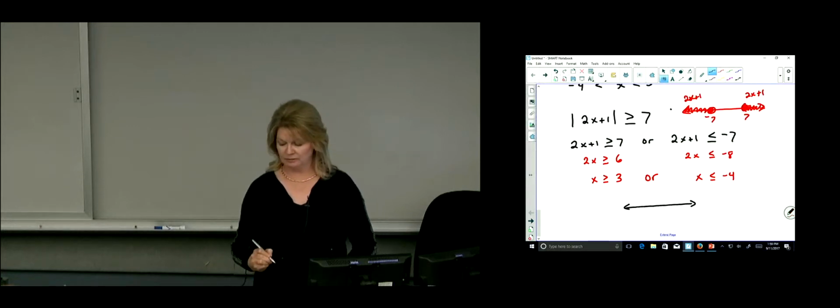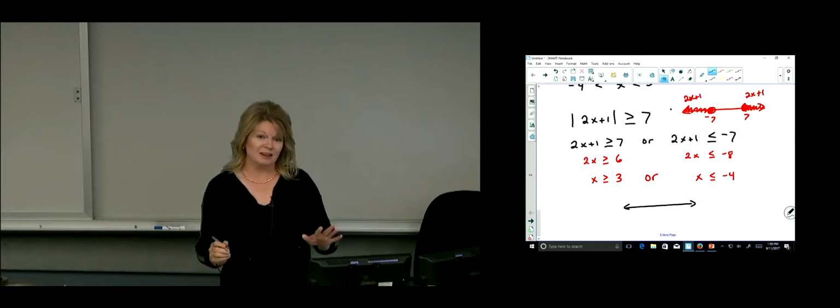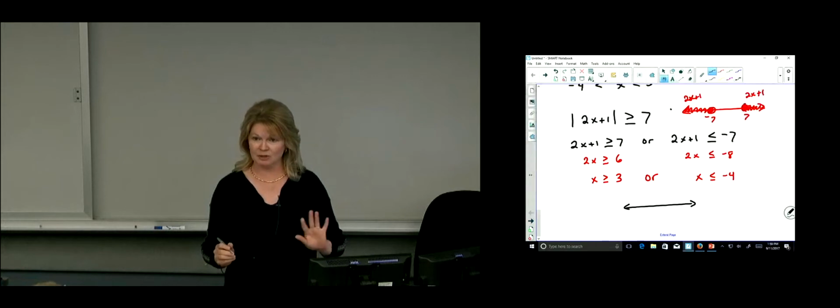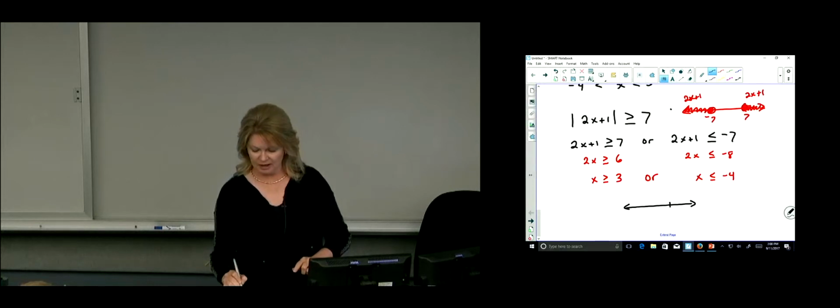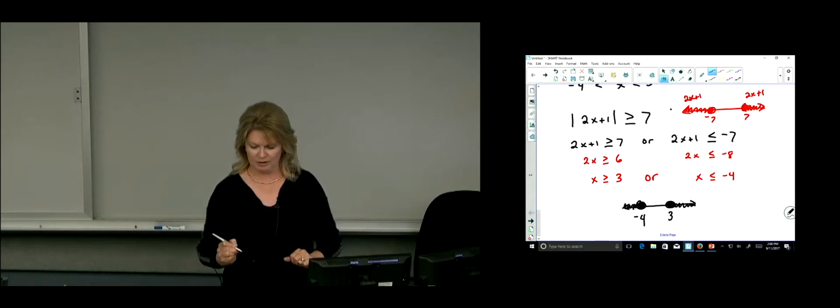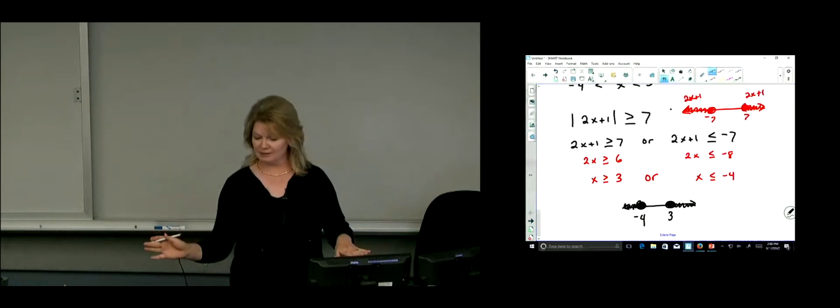I would, until you get really comfortable, just take the 10 seconds it takes to graph it to make sure you're going to put your interval notation correctly. Here, this first part says I want x to be greater than or equal to 3. And the second part says I want x to be less than or equal to 4. So my picture's doing the right thing, going to the left or going to the right.